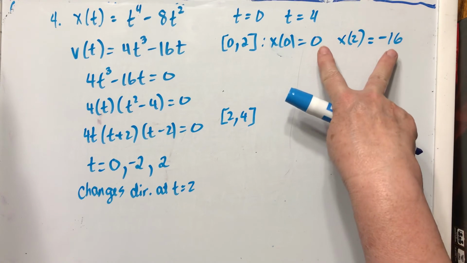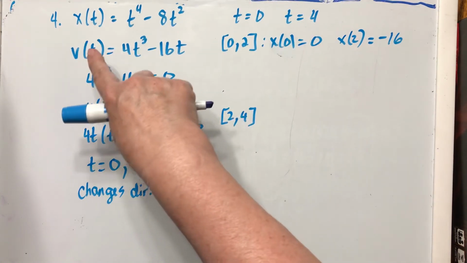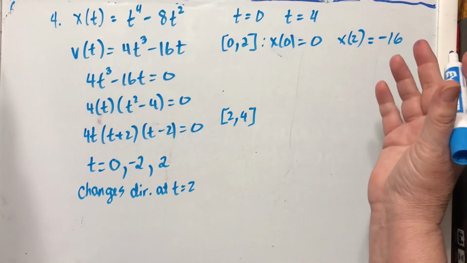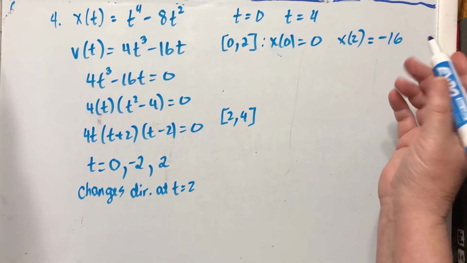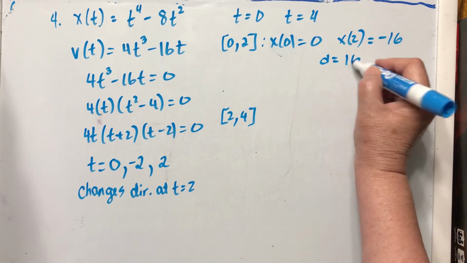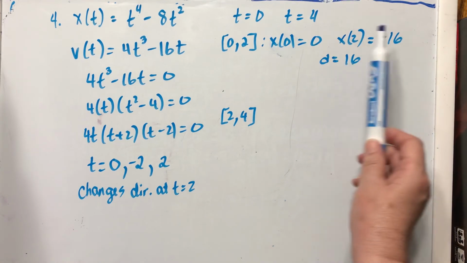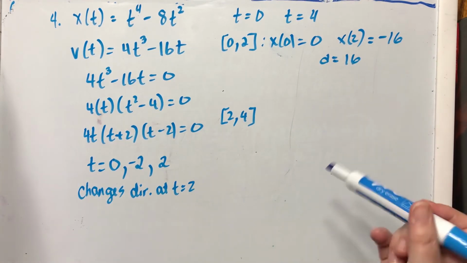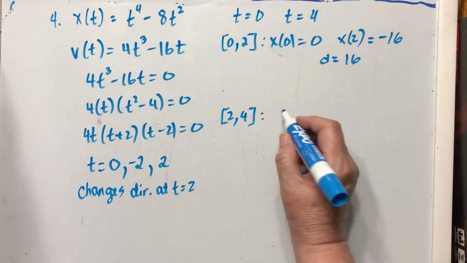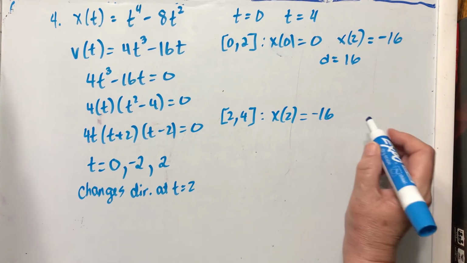So how far has it traveled here? If it starts at 0 and goes to negative 16, remember distance is not ever negative, so the distance here is just 16. If you need to do math to get it, then you take the absolute value of 0 minus a negative 16, and you get a distance of 16. From 2 to 4, I already know that x of 2 is negative 16.